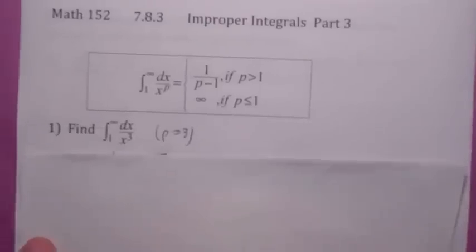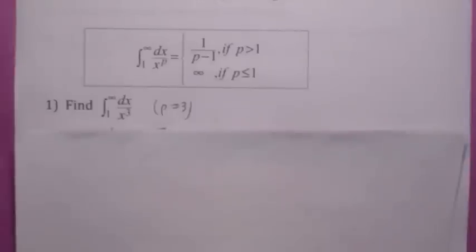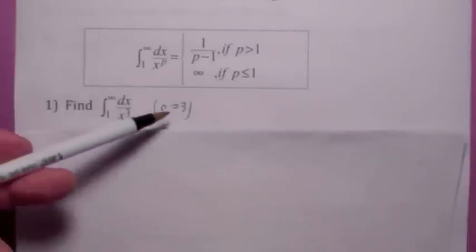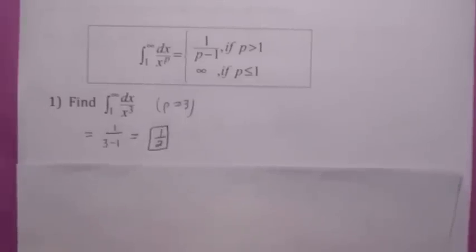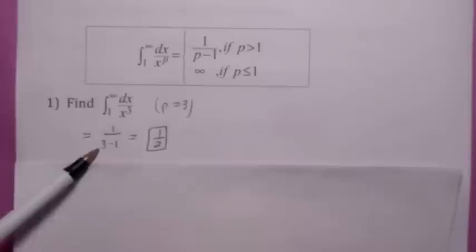Okay, so for example, if you wanted to look at the improper integral from 1 to infinity of dx over x cubed, that's p equal 3. So therefore the integral converges. In fact, I'll tell you what it converges to. It converges to 1 over p minus 1, or 1/2.